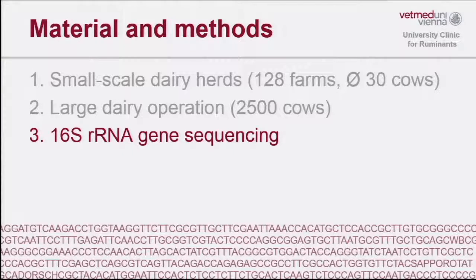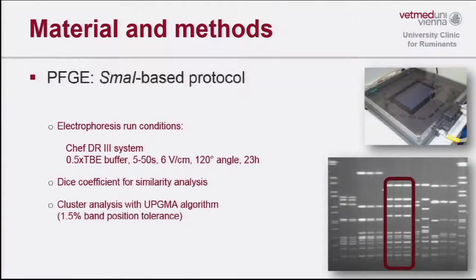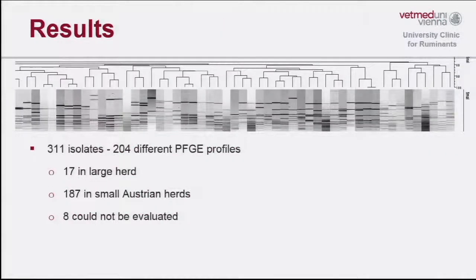All these isolates were confirmed with 16S gene sequencing as Strep uberis with the gene bank database. Subtyping was conducted with a modified SMA-based protocol. SMA is the name for the enzyme for the macro restriction, and the pulsotypes were evaluated with cluster analysis. Such cluster analysis is shown on the top side of the slide.